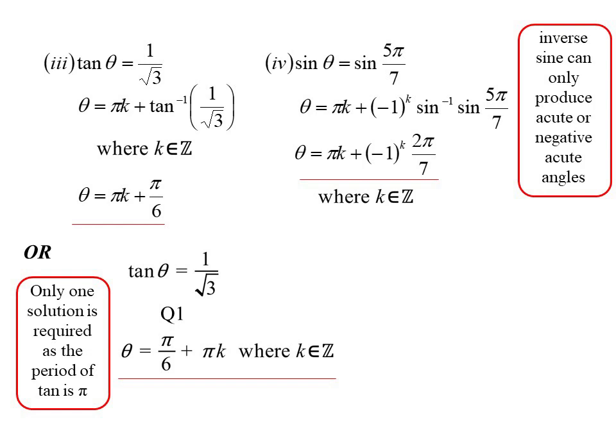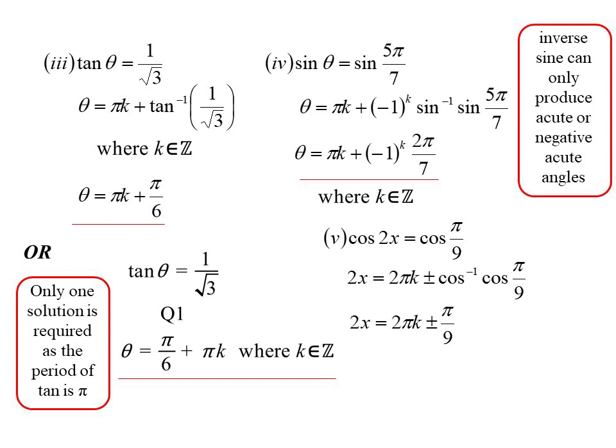I didn't do that one the other way because I don't think we're going to get ones like that. This is just me going crazy. Alright, cos of 2x is cos pi on 9. So using the formal solution, well, 2x is now 2 pi k plus or minus inverse cos of pi on 9. That one's okay because pi on 9 is an acute angle anyway. It's in the first quadrant. So that will cancel. But that's 2x divided by 2. I would get that answer.